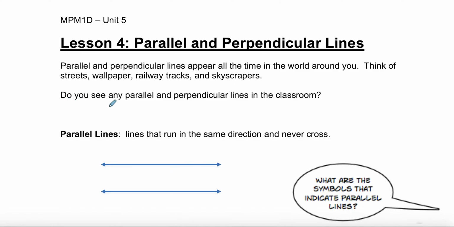This is just asking if you see any parallel and perpendicular lines around you. So I know I have hardwood floors, so I see lots of parallel lines there. Sometimes people have ceiling tiles and you'd see perpendicular and parallel lines there.